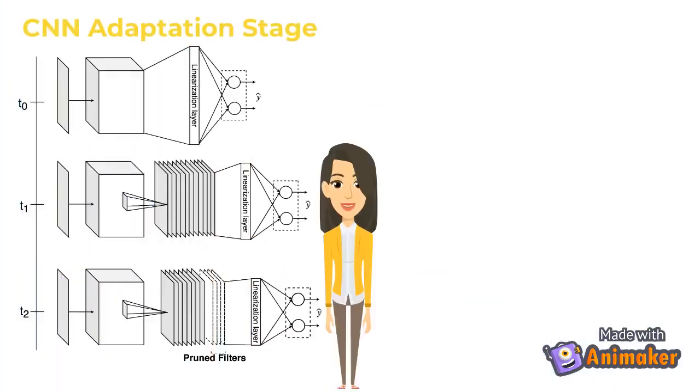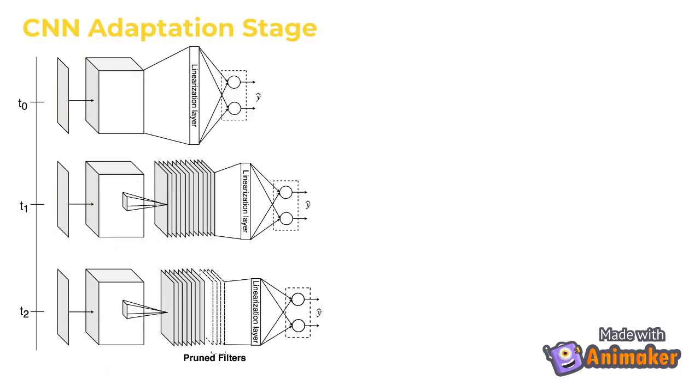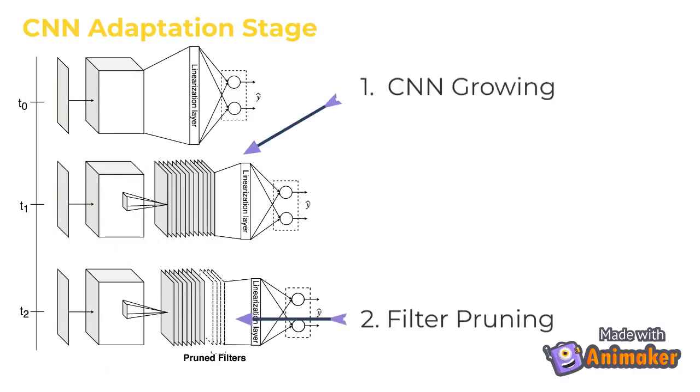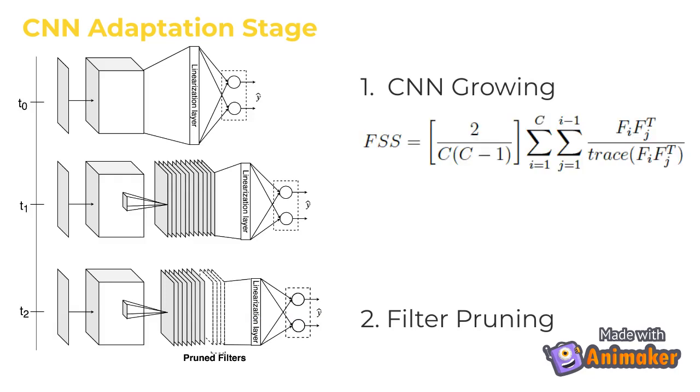As shown in the figure on the left, there are 2 main things happening in this stage. They are the CNN growing and kernel pruning. FSS is short for feature separability score, a measurement of how separable the spatial features are across different classes. C in the formula refers to the number of classes, Fi denotes the average features from the last convolutional stage calculated over all the training data samples of the class i.